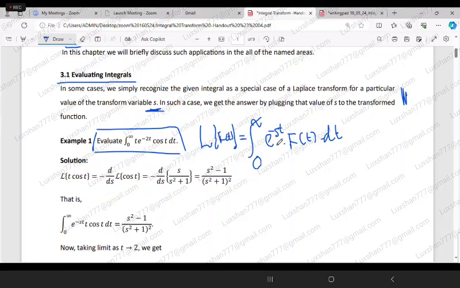Okay. So you notice here, if you take your f(t) as 2 into cos t, and if you take your s as minus 2, then actually it is same as the Laplace transform of t cos t, isn't it? Therefore, we can use the Laplace transform, because this integral actually looks like this form. We can use the Laplace transform to find the integration of this one.